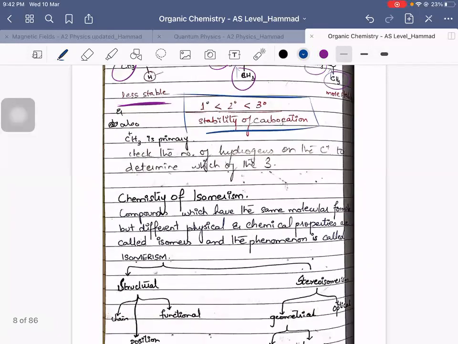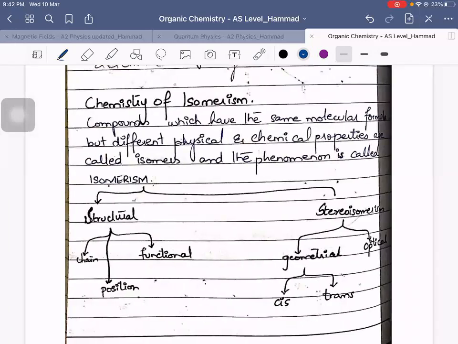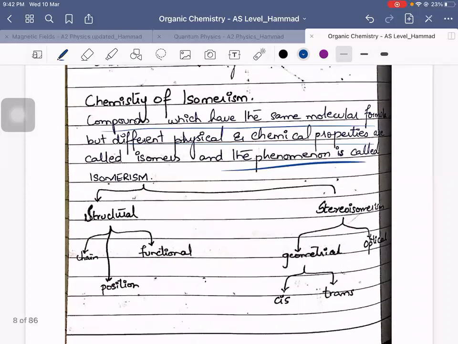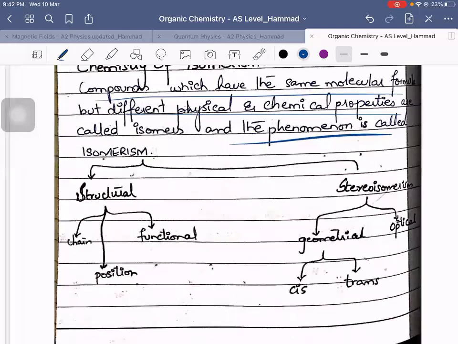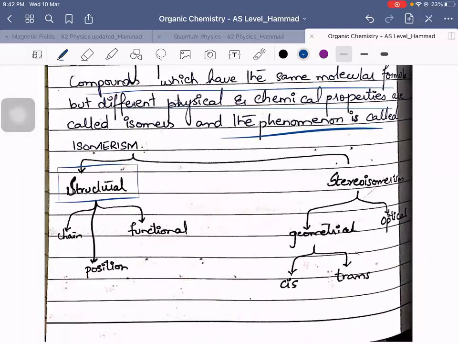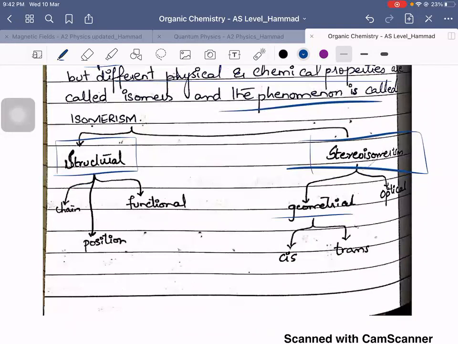In O levels, you used to study isomerism. Isomerism was defined as compounds which have the same molecular formula but different physical and chemical properties, and the phenomenon is called isomerism. There are two different types of isomerism. One is structural, the one that you used to do in O levels. There is stereoisomerism, which is introduced in the AS. Stereoisomerism is divided into two: geometrical and optical. Geometrical can further be broken down into two types, which are cis and trans.